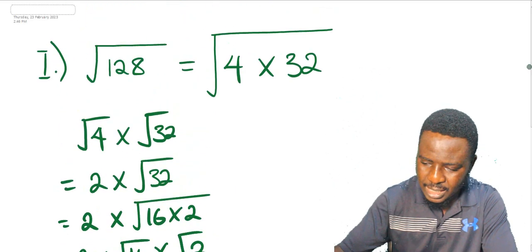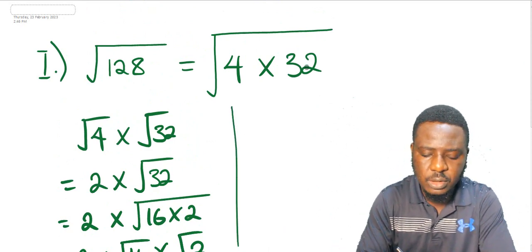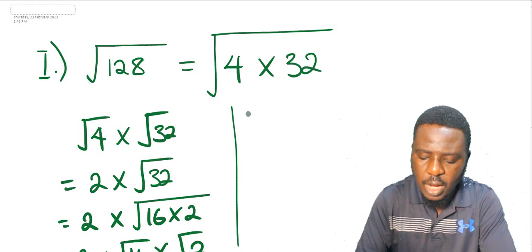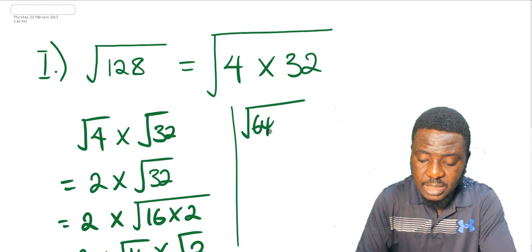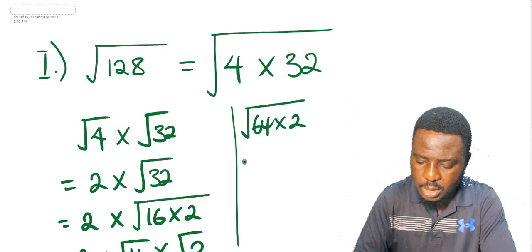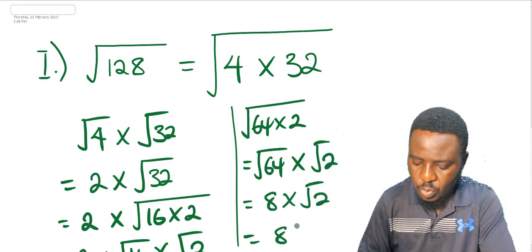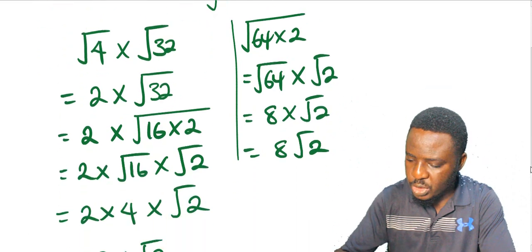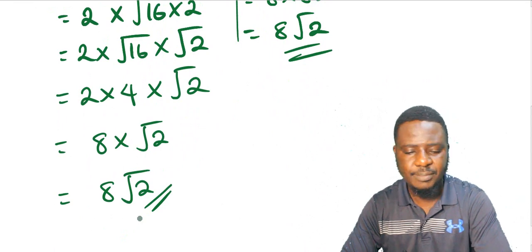This is the same as somebody who goes straight ahead to say root 128 can be simplified. 128 can be expressed as 64 times 2, and this can be broken to be root 64 times root 2, which is equal to 8 times root 2, which equals 8 root 2. So you discover that whichever way you go about it, you will still arrive at the same answer.